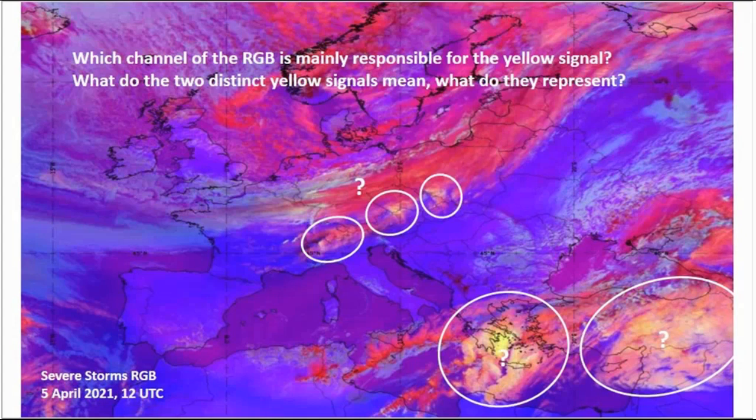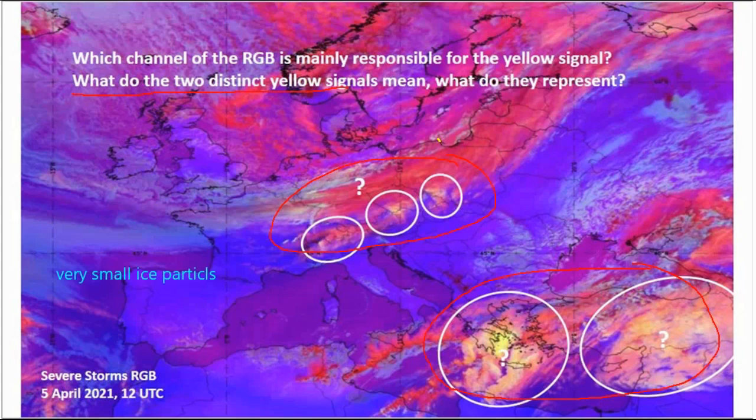And actually, what do the two distinct yellow signals mean? What do they represent? The two yellow signals are these three and these two. Can you tell me in the chat, maybe right on the screen if you like, what do they actually represent? Why do we have yellow signals in Central Europe, and why do we have yellow signals above the Mediterranean and Asia, Turkey, Iraq, Syria? Do you have any ideas?